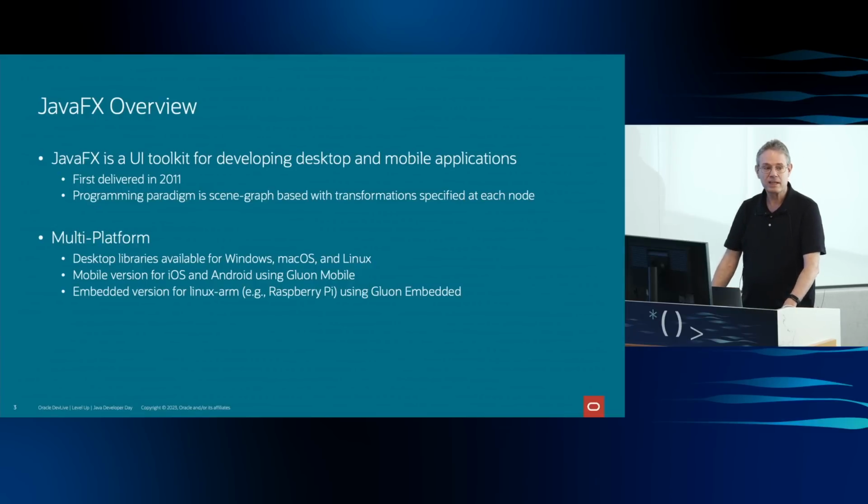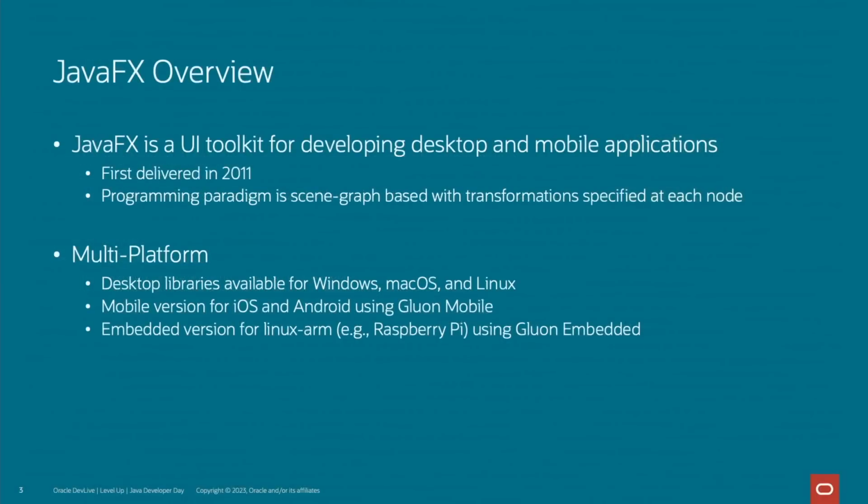So JavaFX is a UI toolkit that's designed to allow desktop and mobile applications to do rich graphics and media content in their applications. We first delivered it back in 2011. Its programming paradigm is a scene graph. So you define things in terms of nodes with hierarchy and positioning with a transform specified at each node. It's multi-platform. We provide desktop libraries for Mac, Windows, and Linux. And through Gluon Mobile and Gluon Embedded, we provide implementations that run on iOS, Android, and various Linux ARM machines like Raspberry Pi.